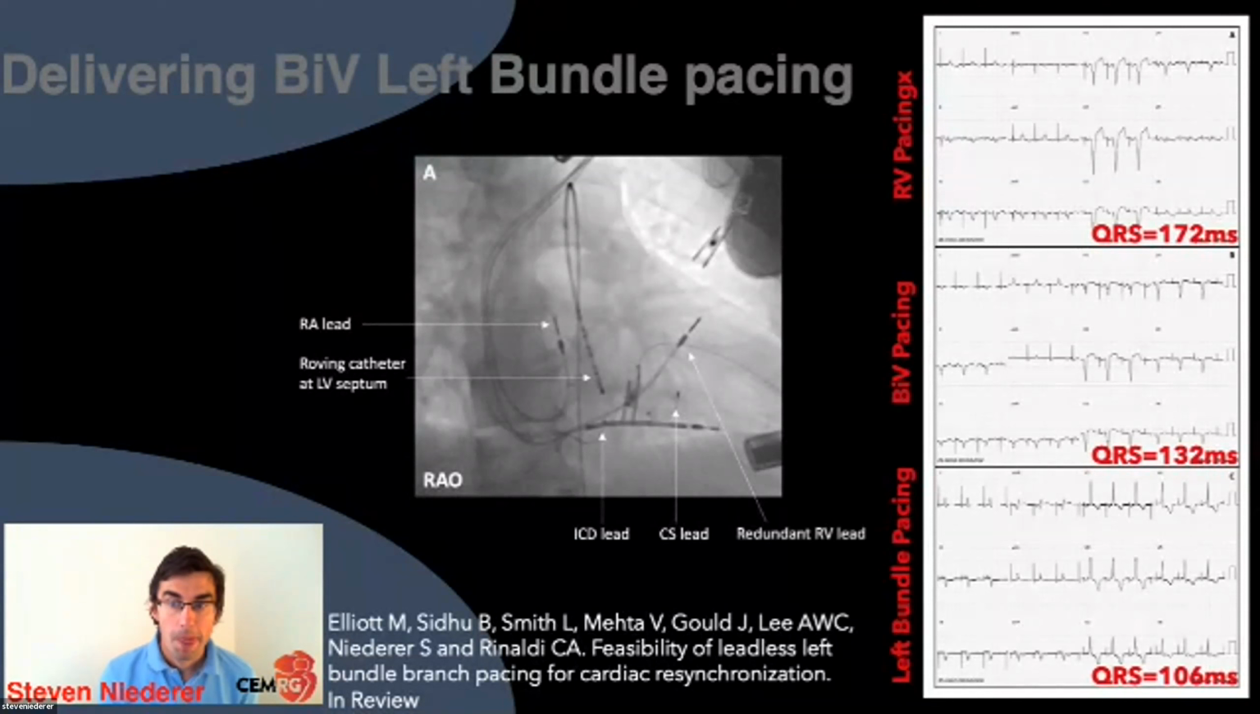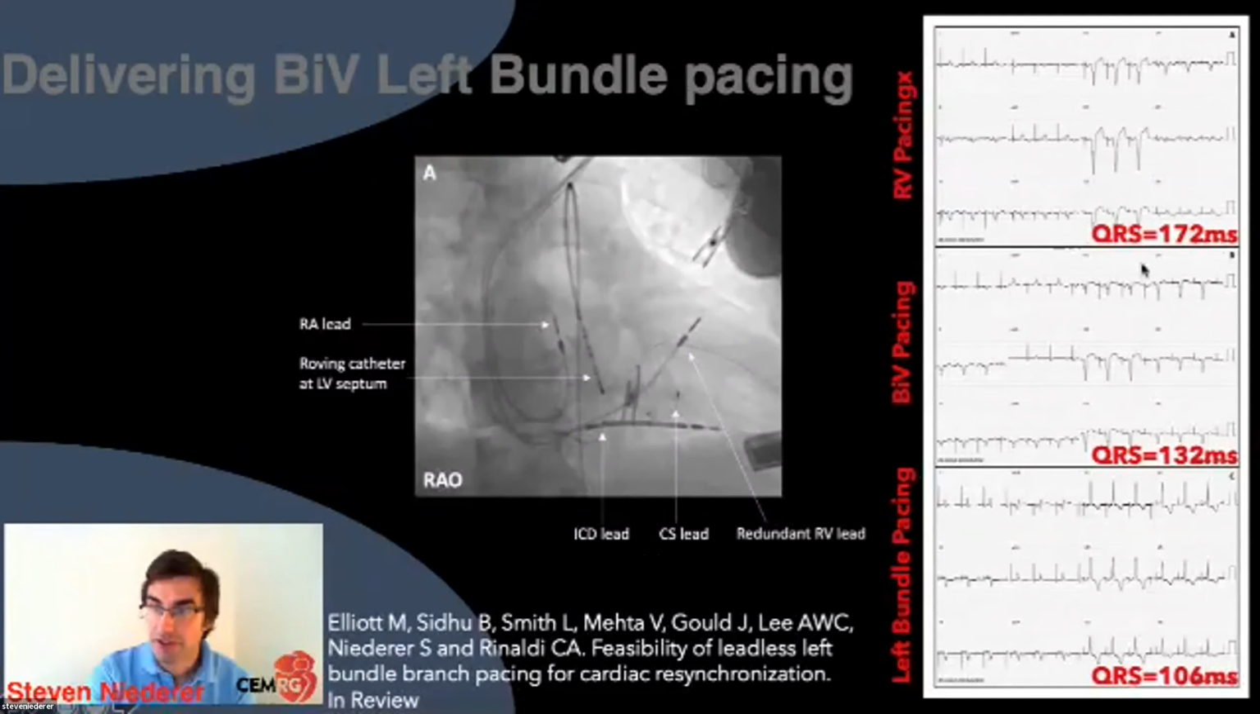And so the other area that we've been looking at, now that we've been looking at His bundle pacing, is how can we deliver it? This was a case study that we have put in and is currently in review, where we were using a left endocardial pacing catheter. So we have our coronary sinus lead and our RV lead and our roving catheter, which has been put in the septum. We're pacing the left bundle branch, and we can then compare the QRS durations we have.